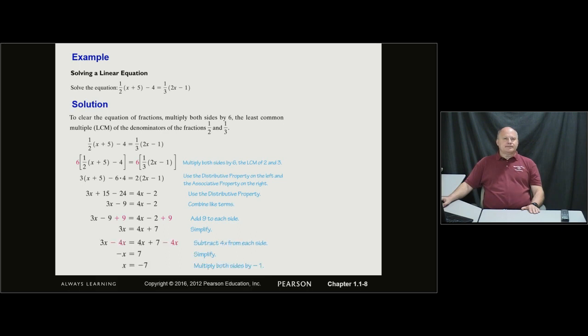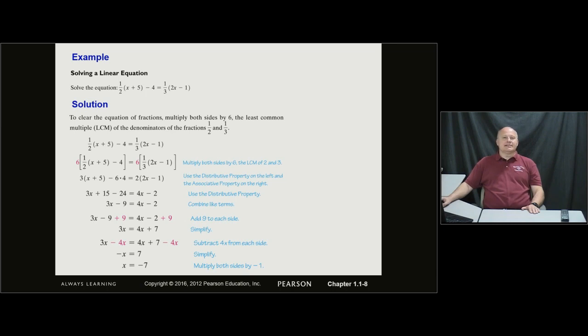Then we move on. We're going to subtract 4x. We're going to put the x's on the same side. So 3x minus 4x is negative x, and then 4x is canceled on the right, leaving just 7. So we get negative x equals 7. Now we're going to divide both sides by negative 1, and x equals negative 7. And that should be the solution of the beginning equation.